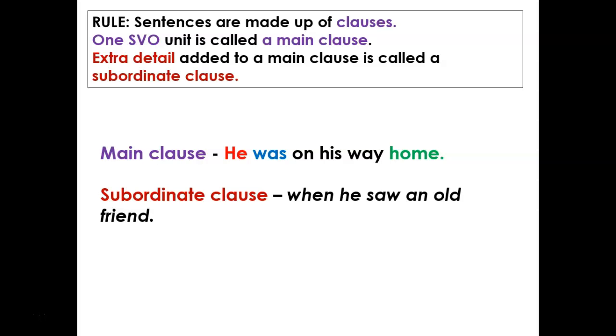So one SVO unit that we've been looking at in the first part of this lesson is called a main clause. Extra detail added to a main clause is called a subordinate clause. Brilliant. So main clause, he was on his way home. The subordinate clause, the extra detail, when he saw an old friend. So guys, I just want you to write those down, and then we're going to look at the next page.